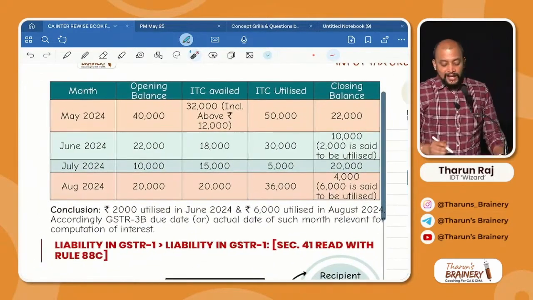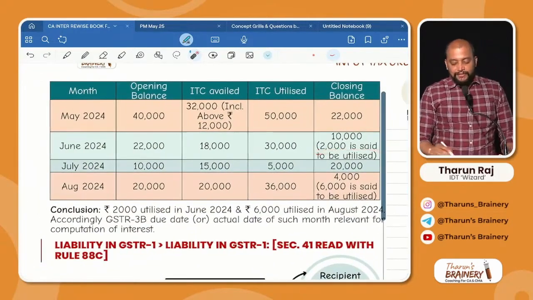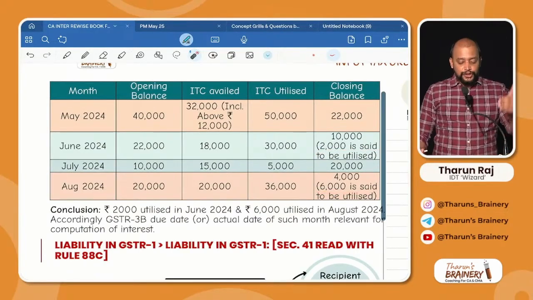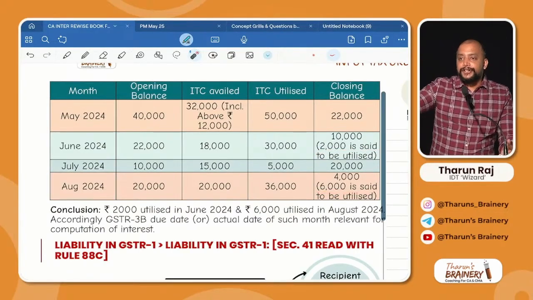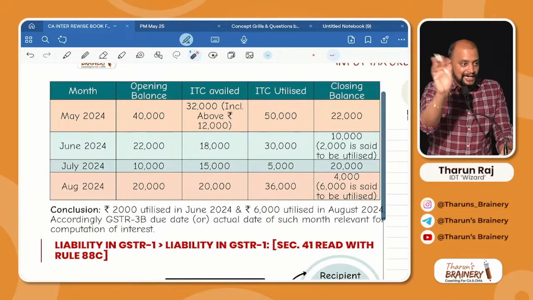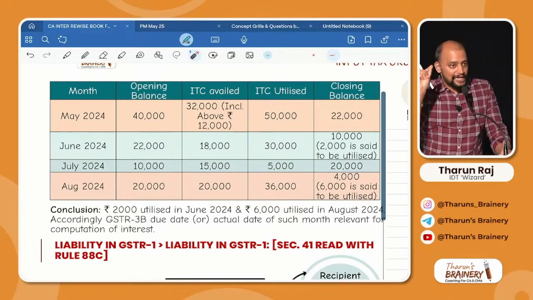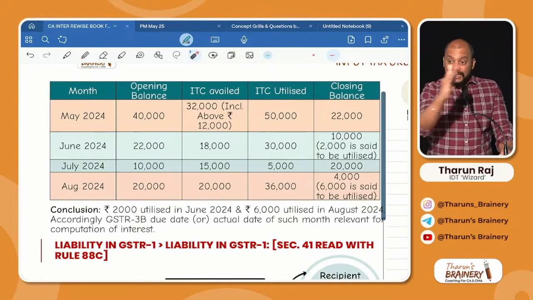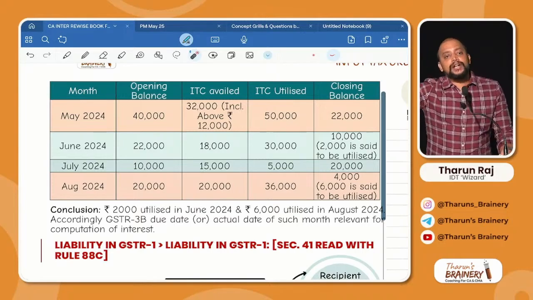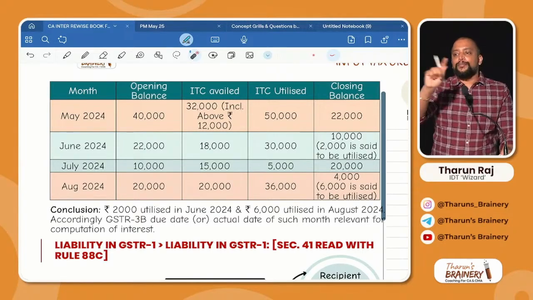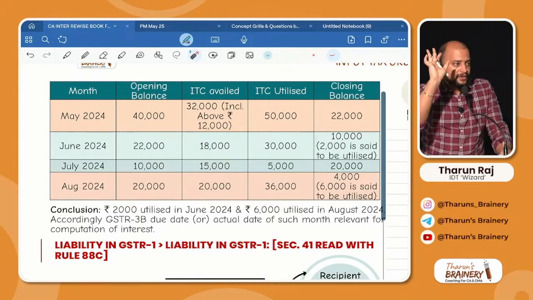So, in this case, for June 2000 utilized, for August 6000 utilized, for June and August, see the due date of 3B or the actual date of 3B, whichever is earlier. So, you will know what that date is. That date is the date of utilization. From that date till the time you actually reverse or pay, you need to compute the interest. That date will be given in the question itself.